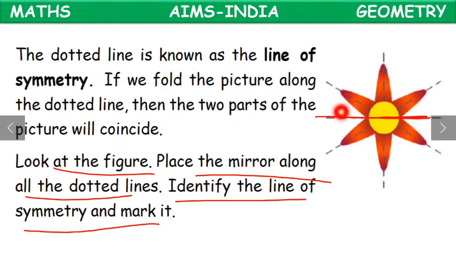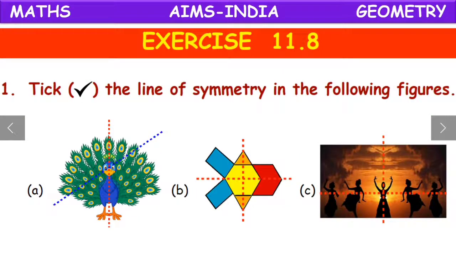Now what is symmetry? When is a figure said to be symmetrical? A figure is said to be symmetrical when it has two mirror halves, or when we fold it along the line of symmetry, both the halves should be exactly the same and both the parts should coincide. Coincide is nothing but overlap each other. Now coming to the exercise problems here.